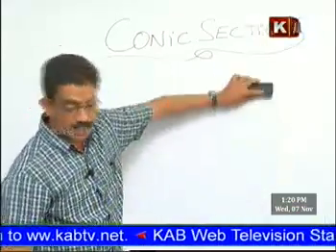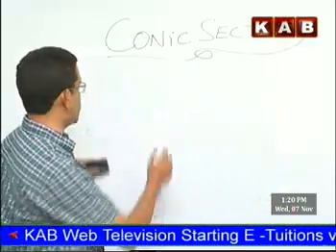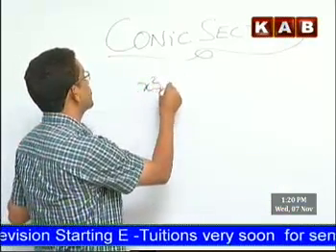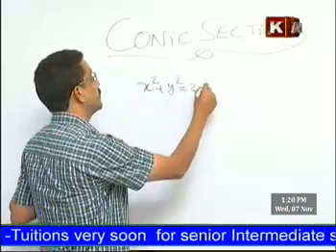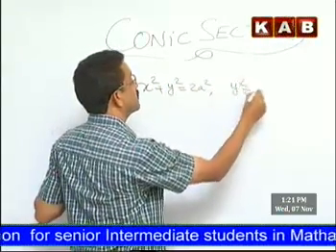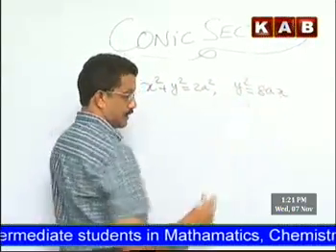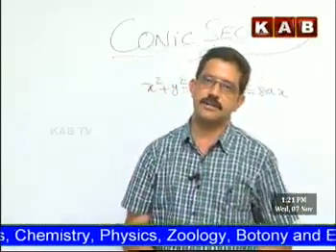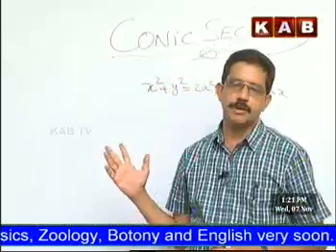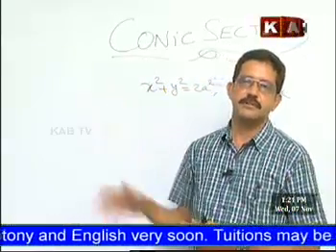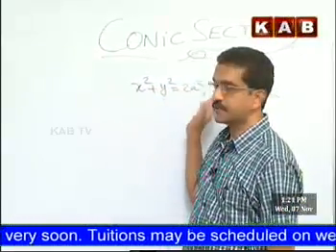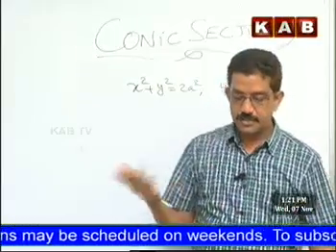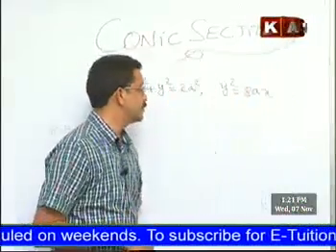Find the equations of common tangents to the circle x square plus y square is equal to 2a square and the parabola y square is equal to 8ax. One of the curves is a parabola, one of the curves is a circle. Let us see how to go about this.